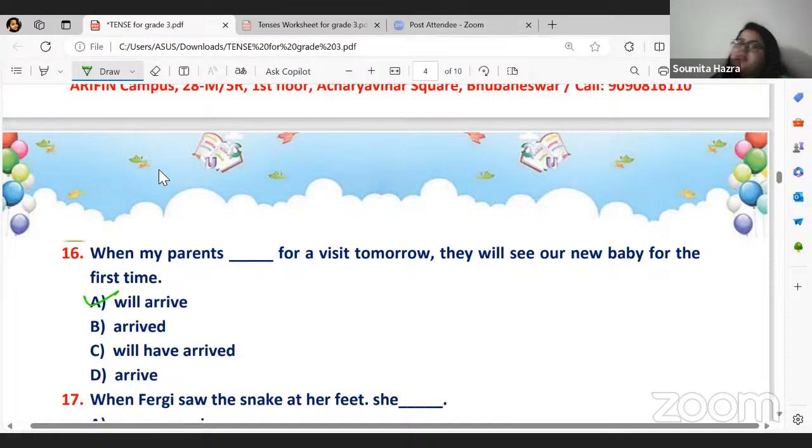So why are we not using simple present here? Because the other half of the sentence is already written in future tense. So here also we will use future tense. When my parents will arrive for a visit tomorrow, they will see our new baby for the first time.